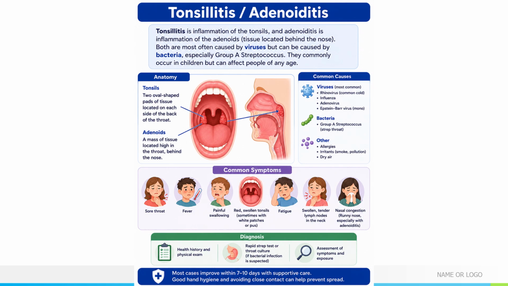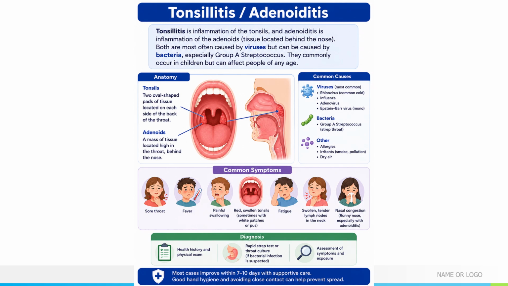So both structures are part of the body's immune system, and they serve as one of the first lines of defense against inhaled or ingested pathogens. So they trap bacteria and viruses entering through the nose and mouth, and they help initiate an immune response. So the pathophysiology: tonsillitis occurs when the tonsils become inflamed, while adenoiditis refers to inflammation of the adenoids. Makes sense. Most cases begin after exposure to a viral pathogen, although, again, bacterial infections can also occur.